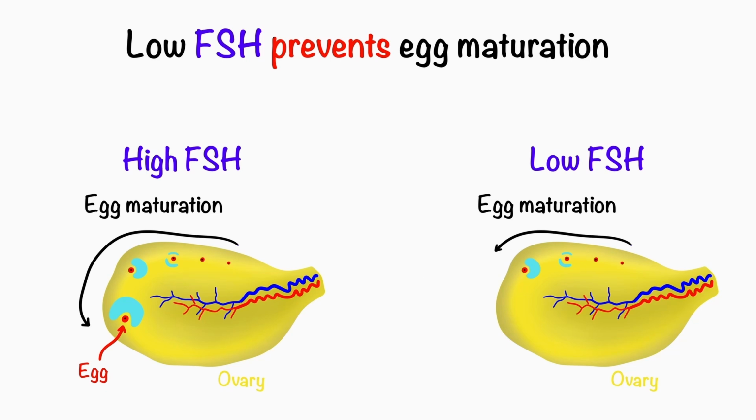Some women experience fertility problems because their hormone levels aren't optimal for conception. For example, they may have levels of follicle stimulating hormone that are too low to trigger egg maturation. When eggs aren't properly released from the ovaries, natural pregnancy becomes difficult or impossible.